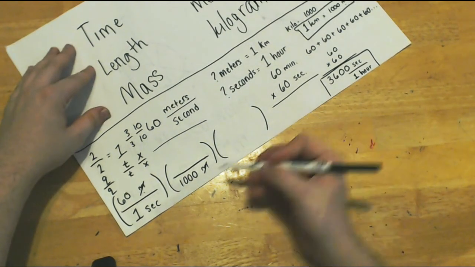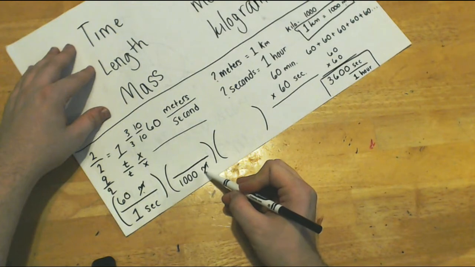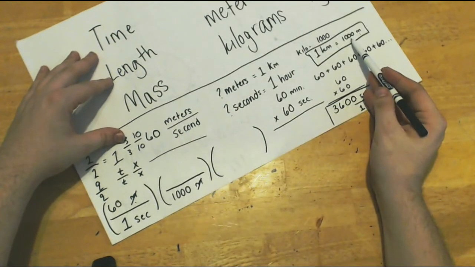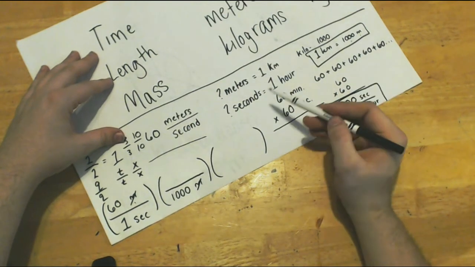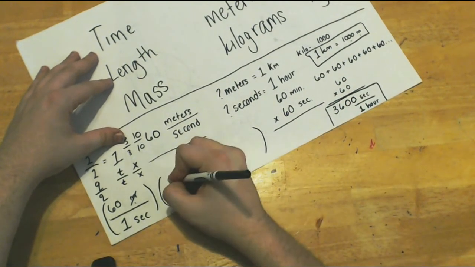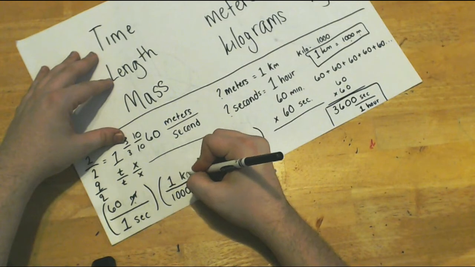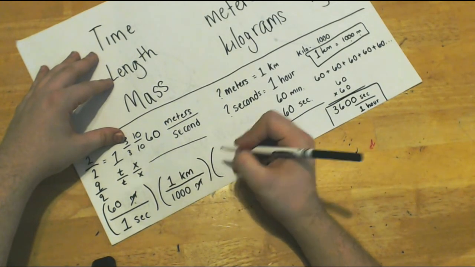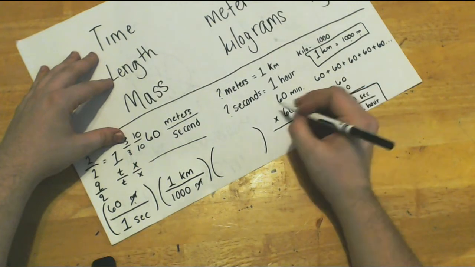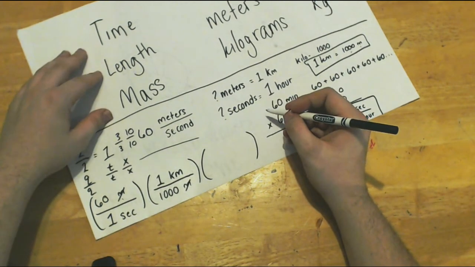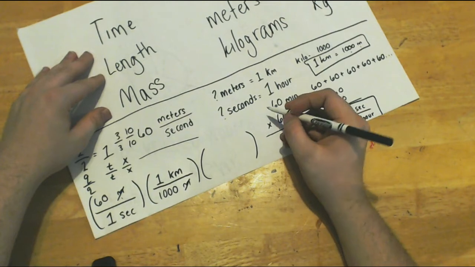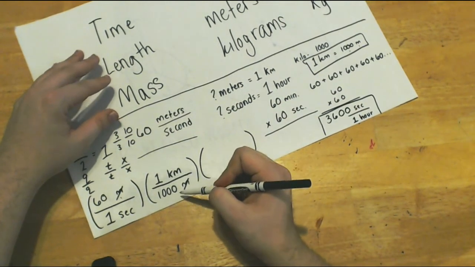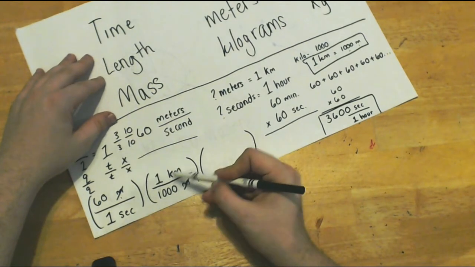Okay? Now, 1,000 meters is how many kilometers? What's my conversion factor that has 1,000 meters? Well, here it is. 1,000 meters is 1 kilometer, so 1,000 meters, 1 kilometer. Great. Okay. I'm looking for my answer to be in kilometers per hour, which tells me that I need kilometers on top, which I have here. That's great. But right now my answer is written in terms of kilometers per second.